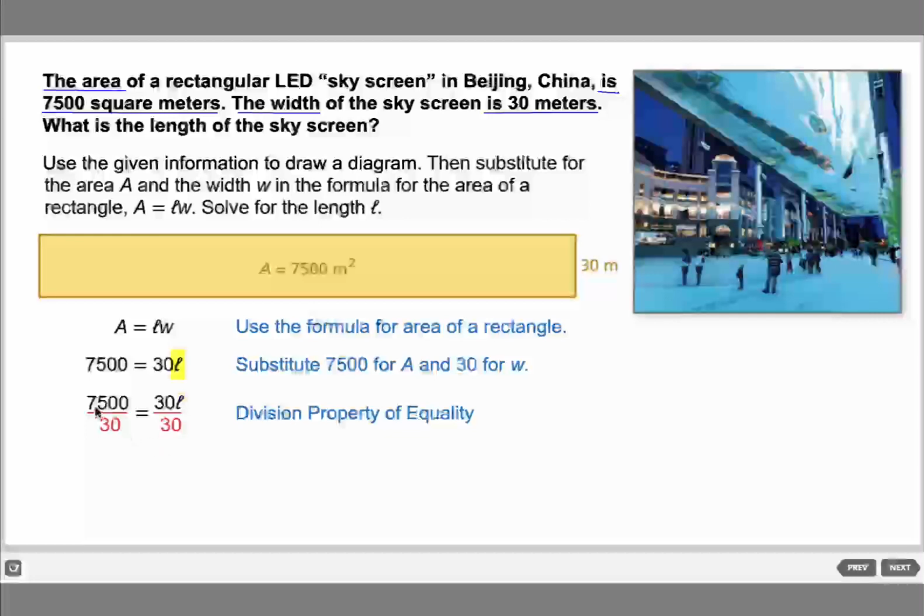Now, 7,500 divided by 30. Let me remind you again how we do this in steps. So I will write it. I can divide by 10 first. So I will remove 1 zero from the numerator and 1 zero from the denominator. Now I divided by 10. Now, let's divide by 3. How to divide by 3? I will divide 750 by 3. Divide 7 by 3, then 5 by 3, then 0 by 3.